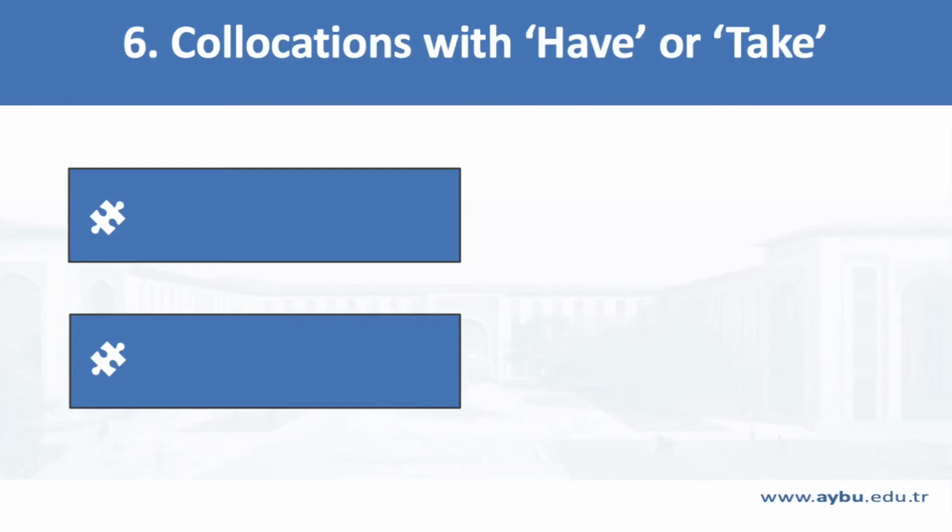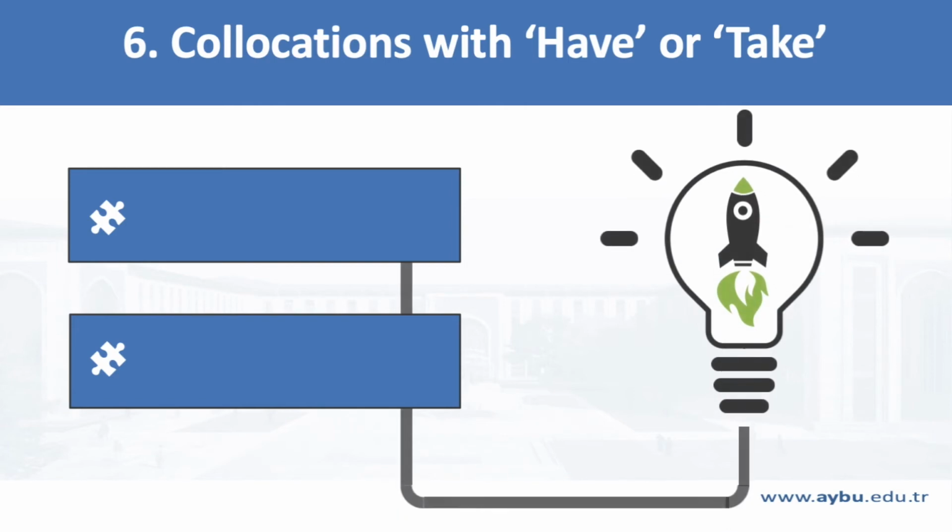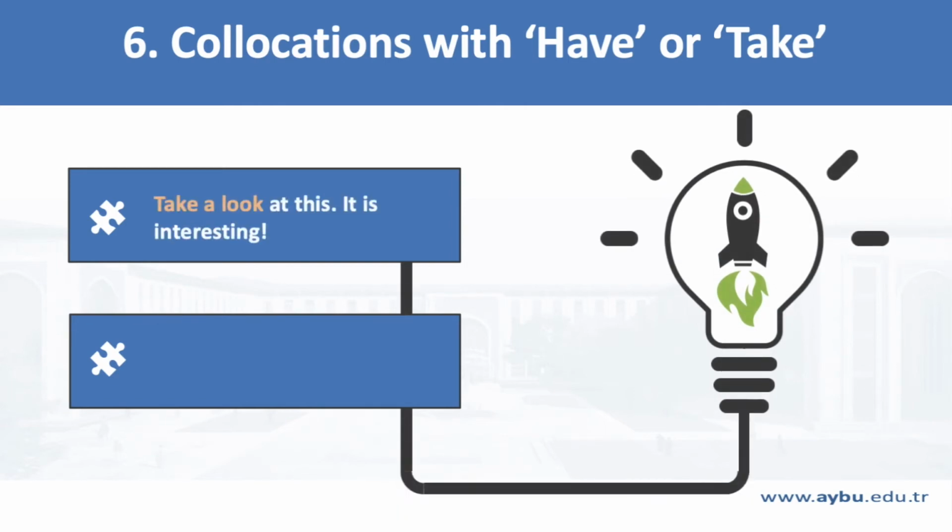Let's go back to our slides. As I mentioned before, collocations are words that go together. Can you decide what the correct collocation is to be used with have or take? Here, there are two examples. Then I will introduce a list of commonly confused ones. Let's take a look at this.